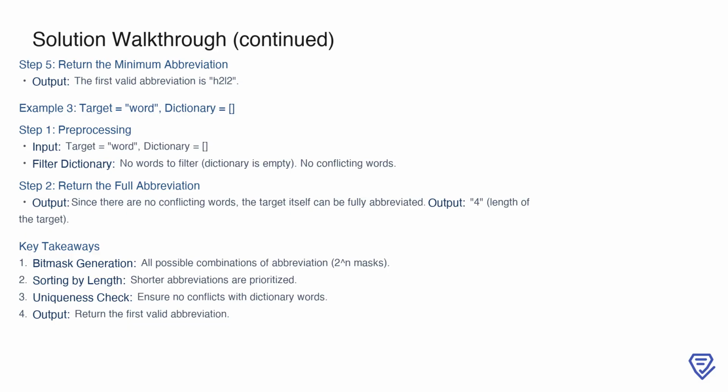To summarize the key takeaways, first, we generate all possible bit masks for abbreviation, which results in 2 to the power of n combinations. Second, we sort these bit masks by the length of their abbreviations to prioritize shorter ones. Third, we ensure that the abbreviations are unique by checking for conflicts with dictionary words. Finally, we return the first valid abbreviation as the result. This approach ensures that we find the shortest unique abbreviation efficiently.